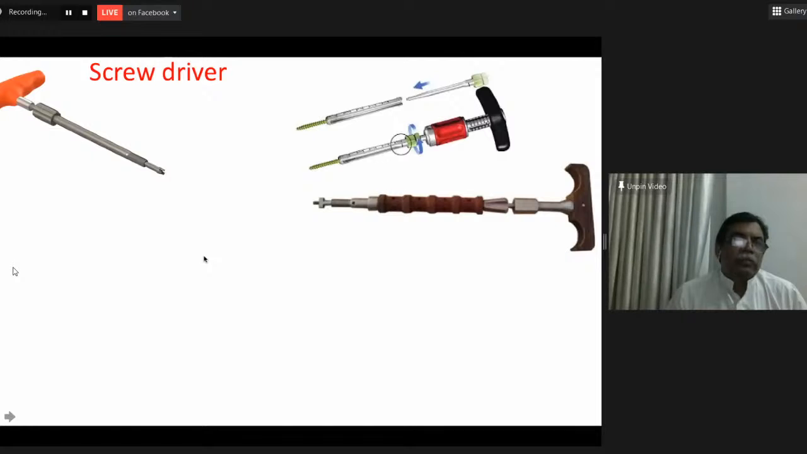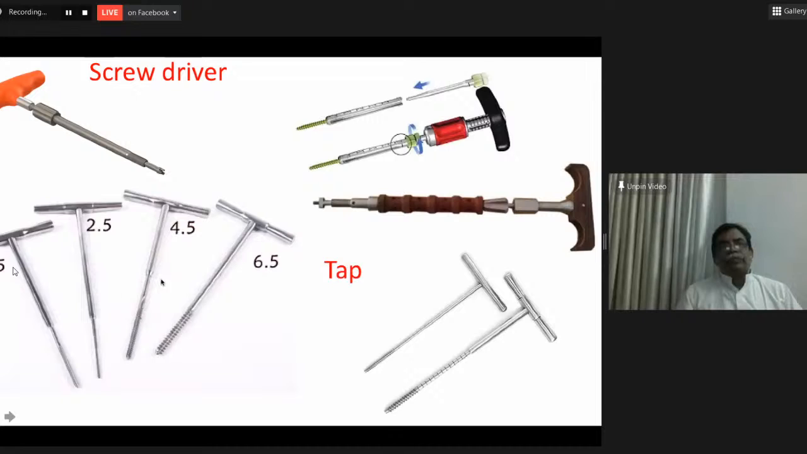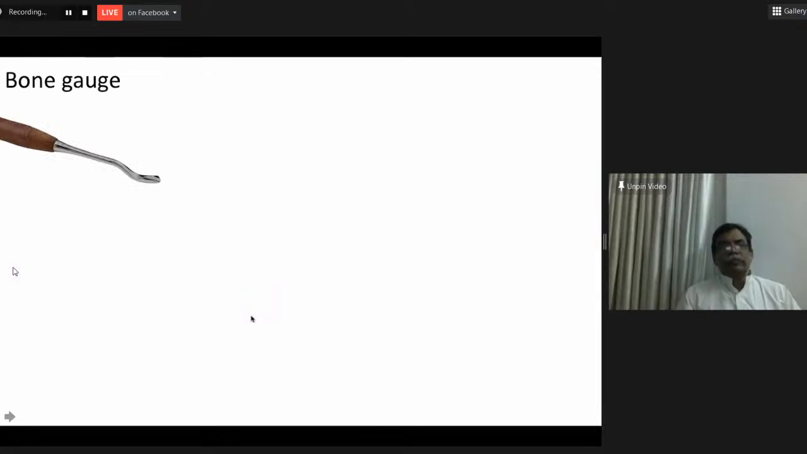Then you have a different screwdriver for use in different types of screw, for the monoaxial screw, for the polyaxial screw, and for the reduction screw also. And the other different taps. So we must follow the steps which we know about fixation in the bone, and we should do that. Then only we'll have a good anchor inside the bone.